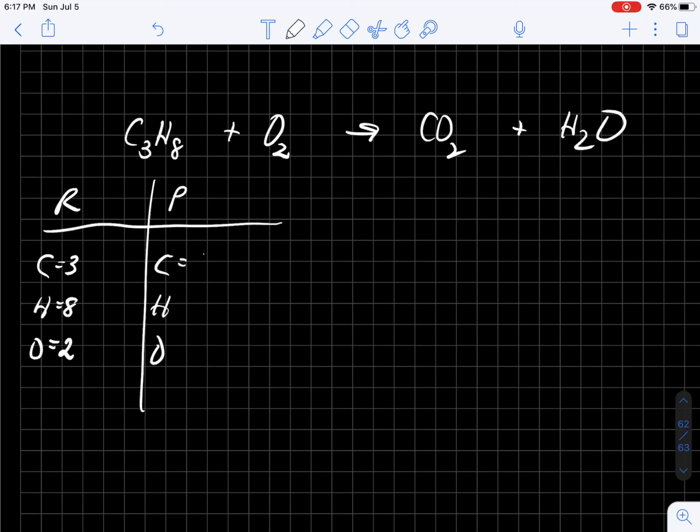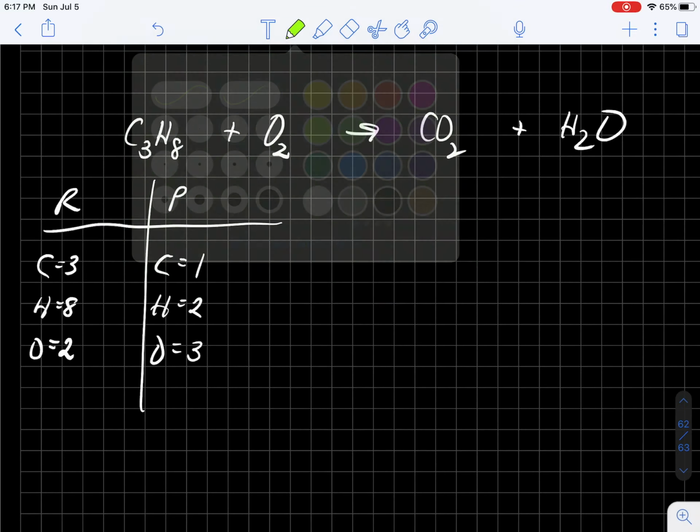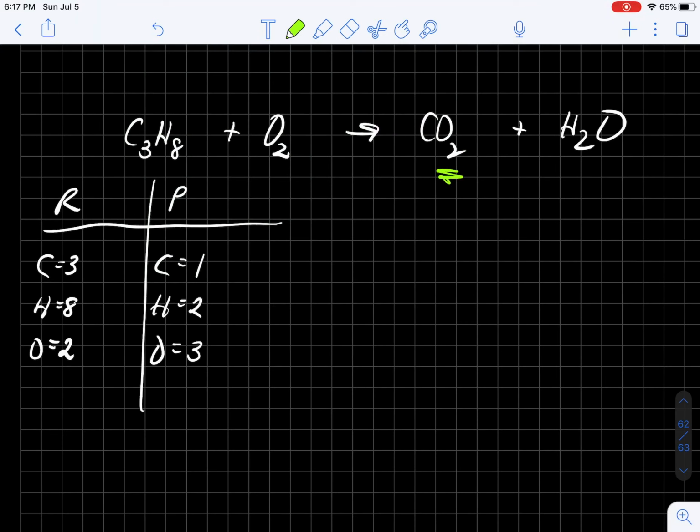Reactants, 3 carbons, 8 hydrogens, 2 oxygens. On the product, 1 carbon, 2 hydrogens, and a total of 3 oxygens. We have 2 from the carbon dioxide and 1 from the water. Now, whenever you're dealing with an atom like that is split out between 2 different compounds, save that one to last. So we're going to do that one last.